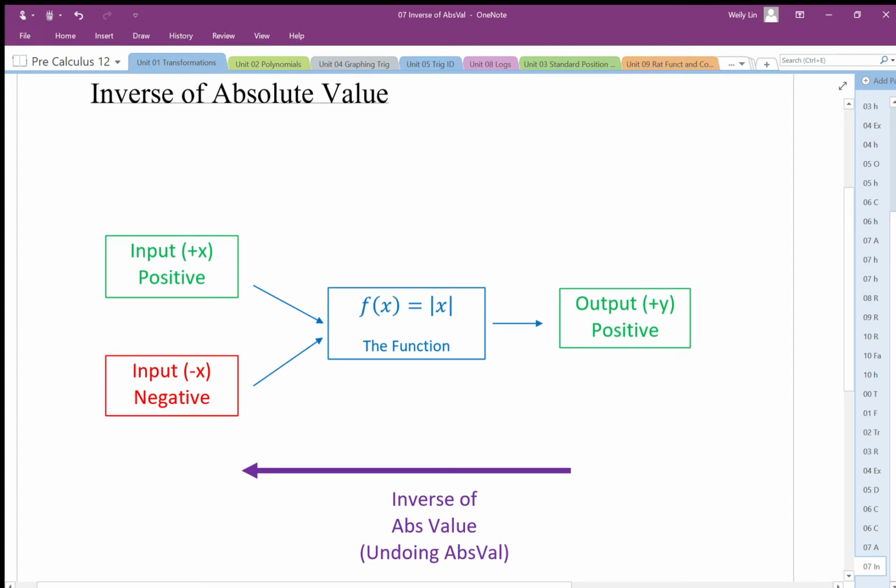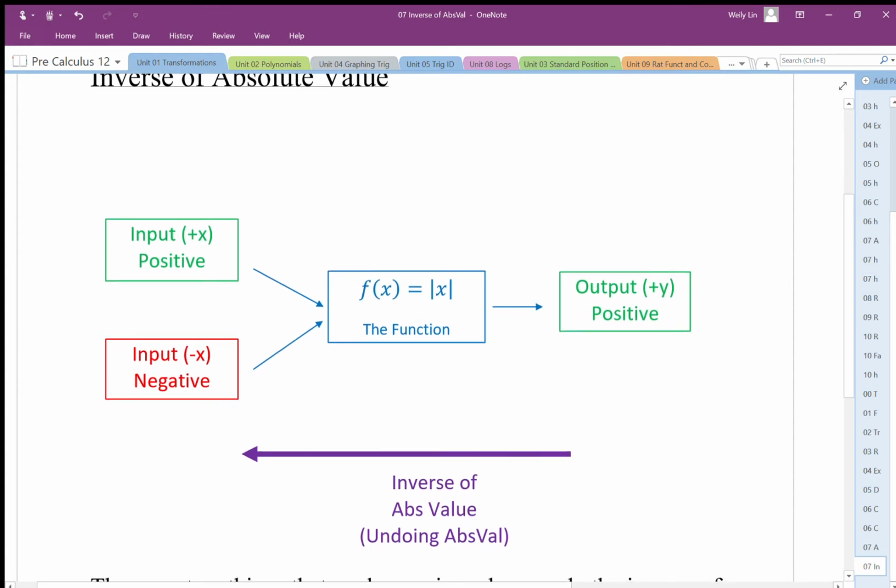Well, from what we understand about inverse and undoing, it's basically going the other way through the function machine. So as we go from right to left through the function machine, we are going to input the positive. So we're going to input a positive, and our output is going to be a positive and a negative. So we have two possibilities that come out of this when we undo the absolute value. This is the inverse of the absolute value.